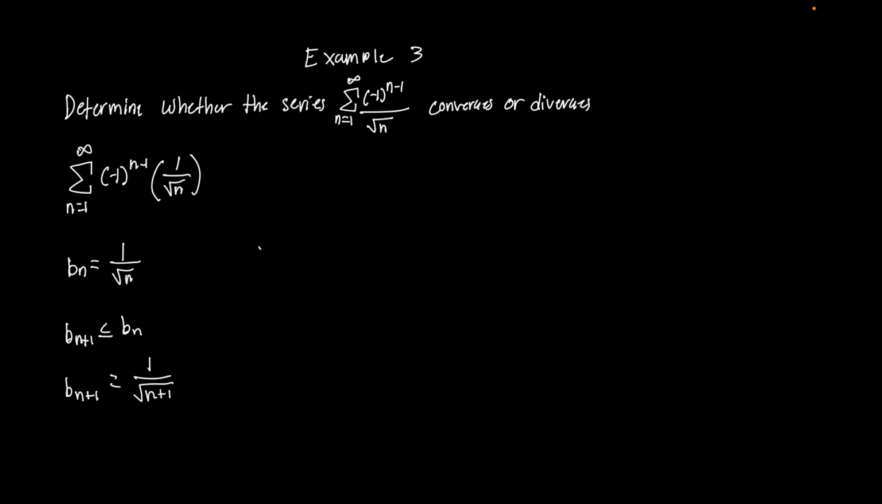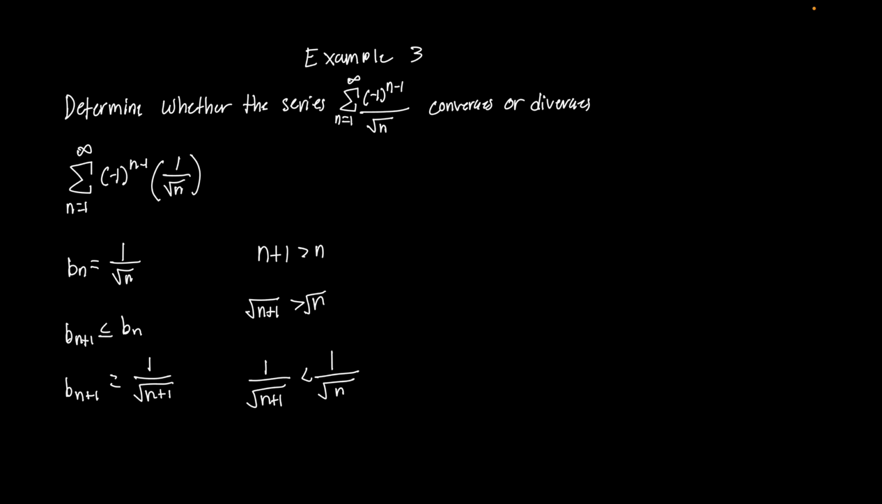So we know that n plus 1 is greater than n. Therefore, the square root of n plus 1 is also going to be larger than the square root of n. And now, when we take the reciprocal, we know that 1 over square root of n plus 1 is less than 1 over root n. There we go. So we know that our term b_n is decreasing.